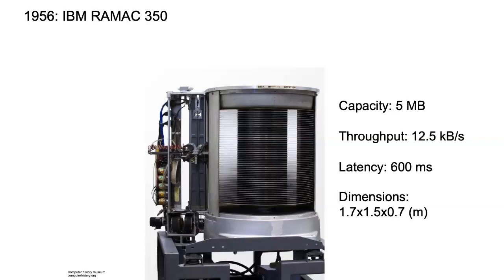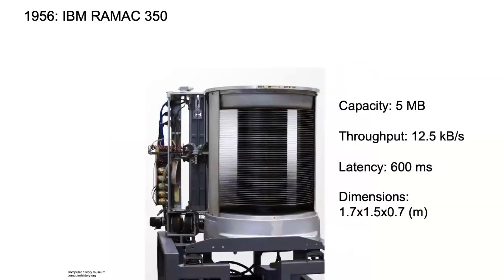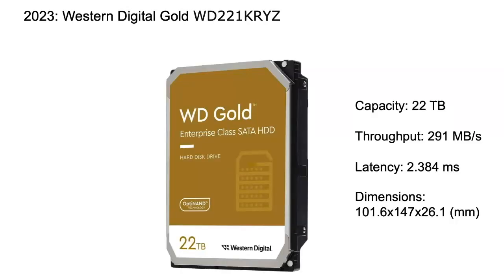What about today? If we fast forward to today, oh, I had a picture. That's the reason for the latency, because it rotates, right? And it needs time for the rotation to bring it in place so that it can be read by the reading head. All right, now this is what we have today. The largest that I could find was 22 terabytes. That's the Western Digital Gold. And in fact, it's so small that I have to zoom in a little bit. And you see that's a capacity of 22 terabytes, 291 megabytes per second. And the latency is just 2.384 milliseconds, right?